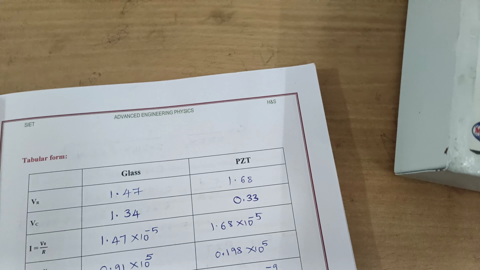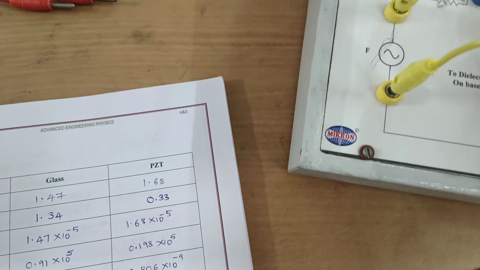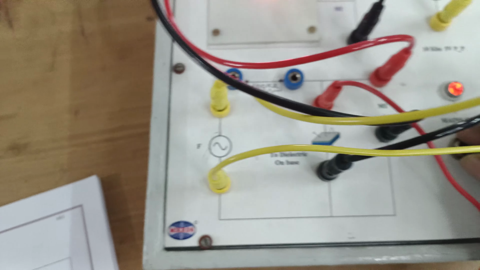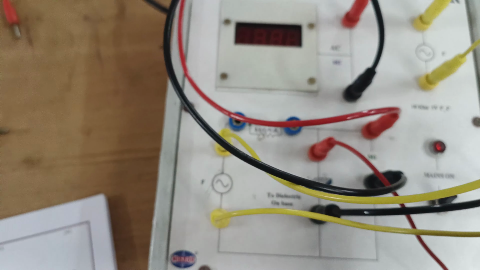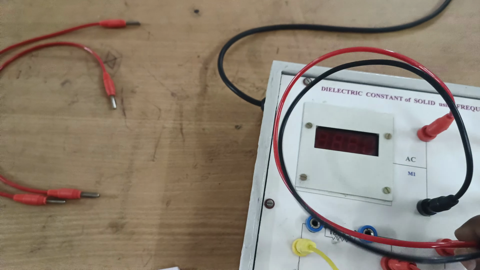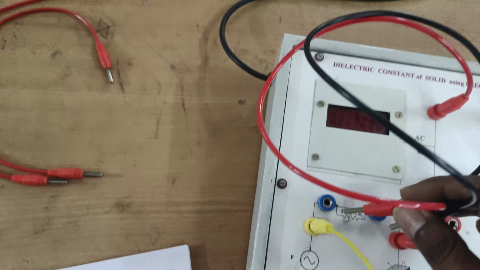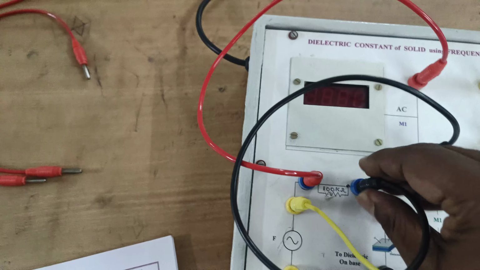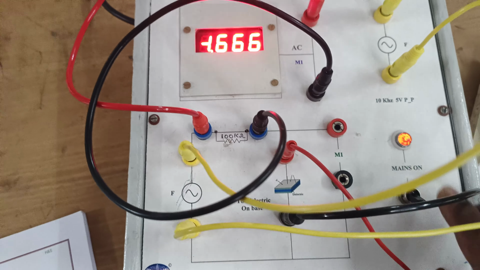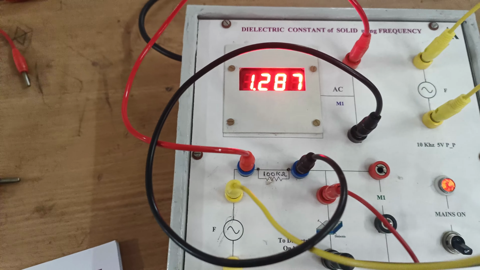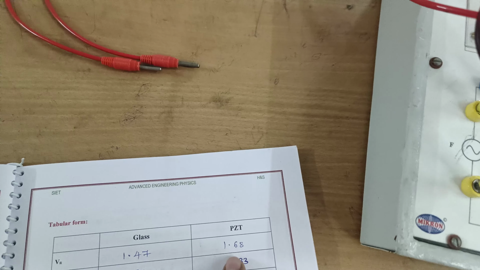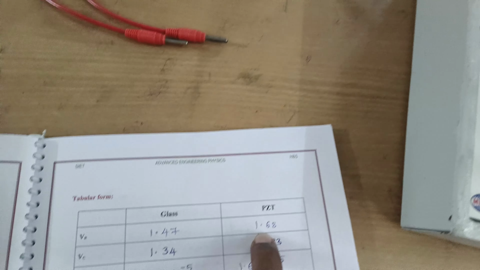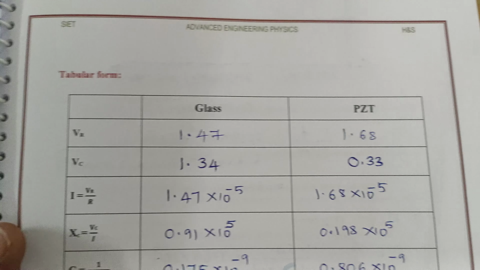Then again change the connections, switch off the power, and connect across the resistor again. We have to take the VR reading. Again switch on the power, it is showing a value that I already tabulated, 1.68. So these are the readings we got.